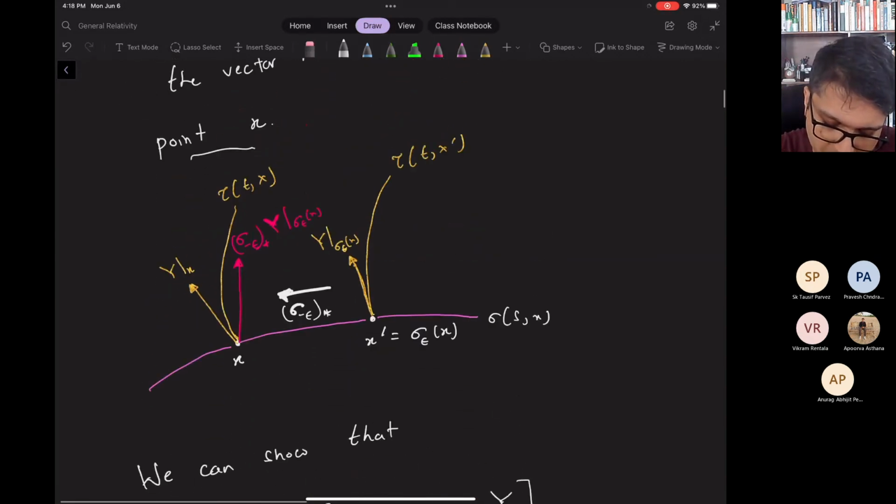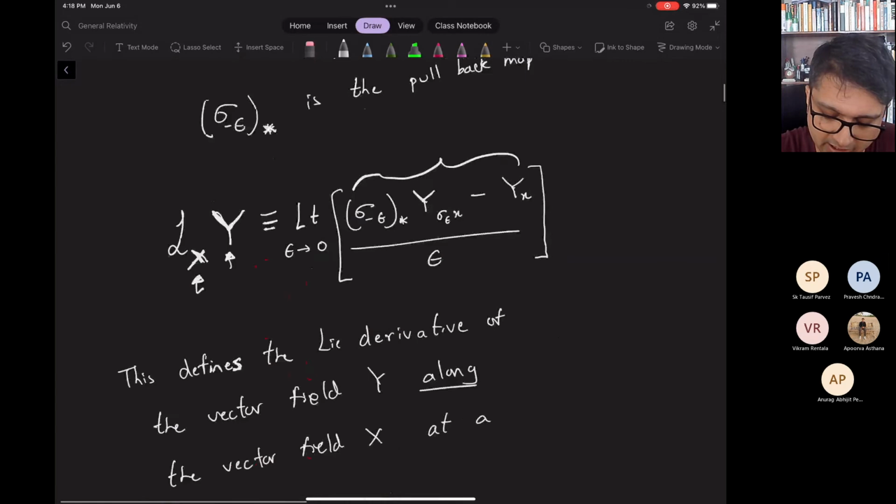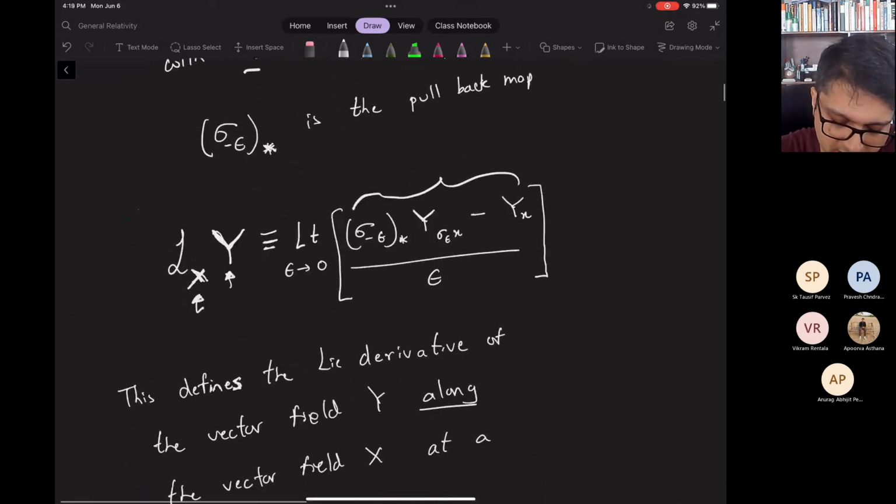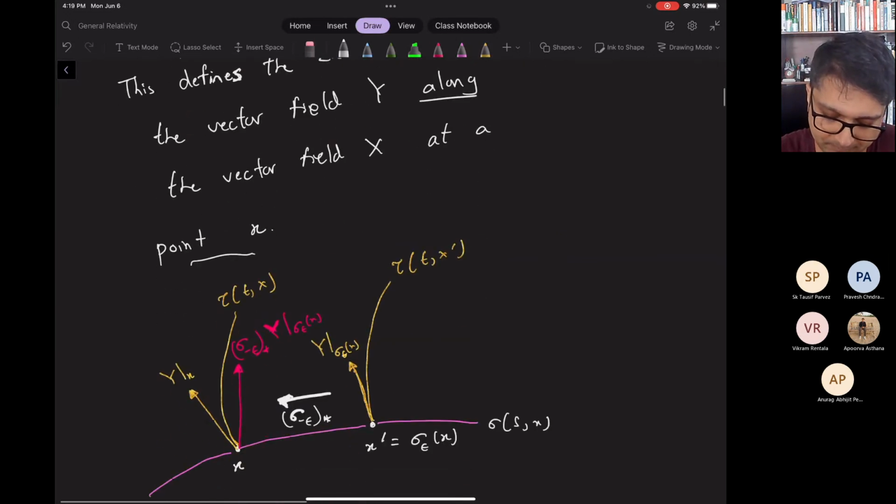So now what we're going to do is study the incompatibility between two flows. So we've defined a Lie derivative. We've differentiated y along the flow generated by x.